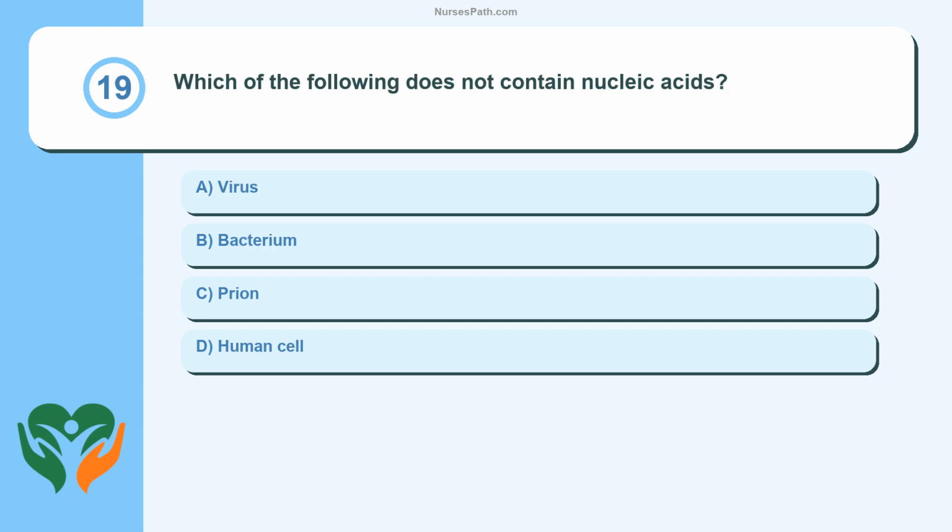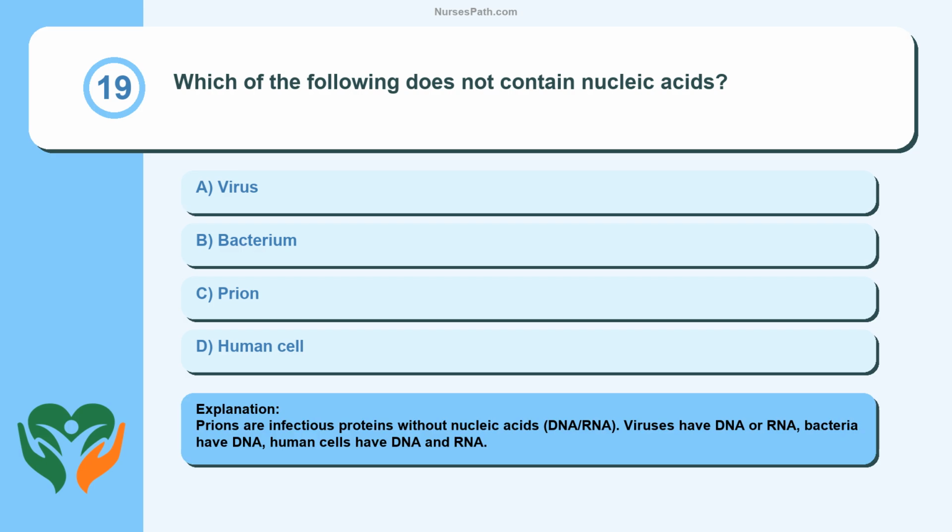Question 19. Which of the following does not contain nucleic acids? Virus, bacterium, prion, human cell. Prions are infectious proteins without nucleic acids, DNA/RNA. Viruses have DNA or RNA, bacteria have DNA, human cells have DNA and RNA.